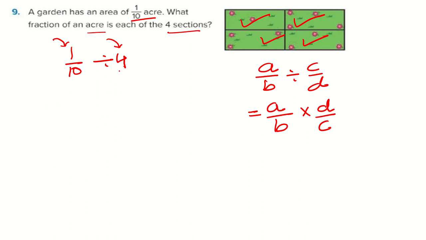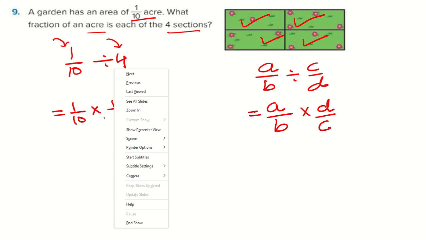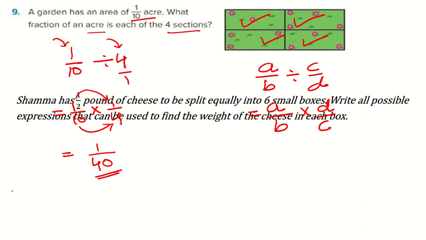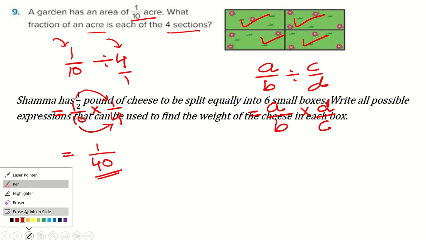So we have only 4 after the division sign, so we can write 4 as 4 divided by 1. So it will be 1 over 10 times 1 over 4. Now, in fraction multiplication, you know that numerator will be multiplied with numerator and denominator will be multiplied with denominator. So 1 multiplied by 1 is 1 and 10 multiplied by 4 is 40. This will be the answer. Now, next, please take a screenshot of the questions.